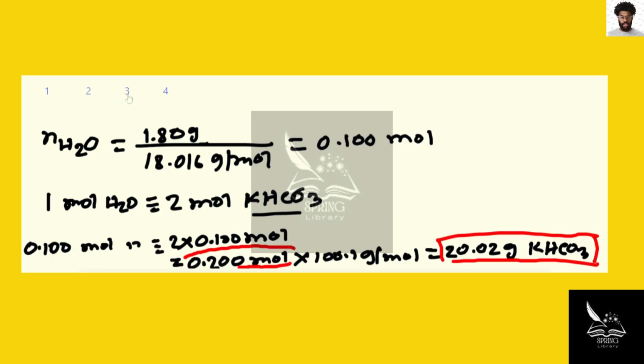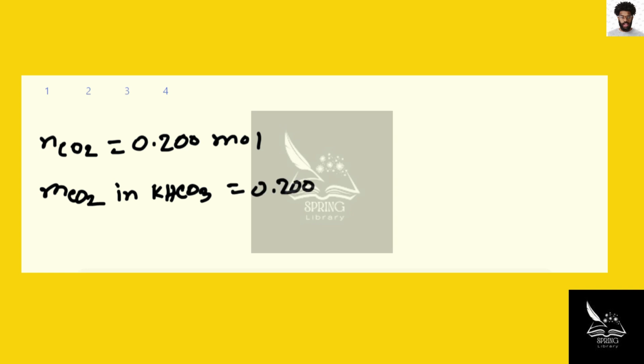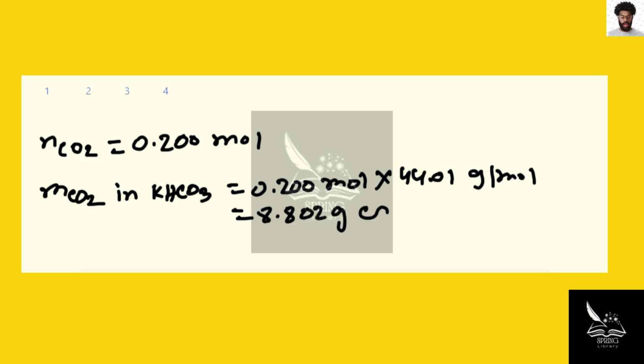That means we can write number of moles of CO2 is same as this, which is 0.200 mole. That means the mass of CO2 which is being produced from KHCO3 will be the number of mole of CO2 being produced from KHCO3 times the molar mass of CO2, which is 44.01 gram per mole, and it will give us a value of 8.802 gram. So this is the mass of CO2 which is being produced from KHCO3.